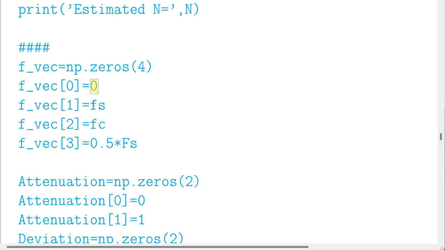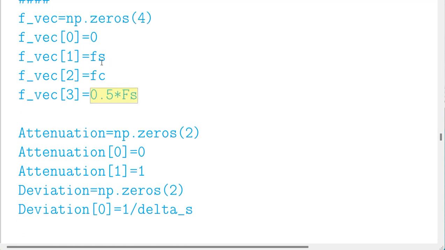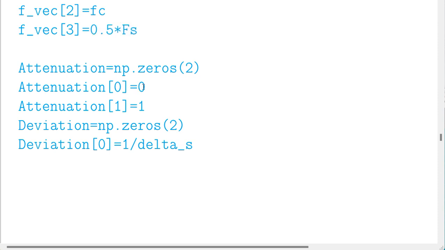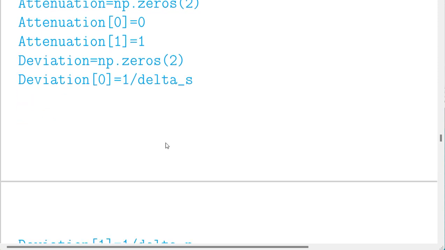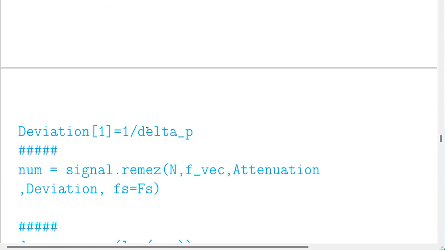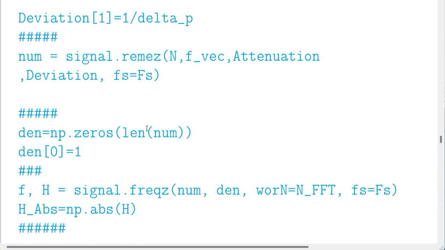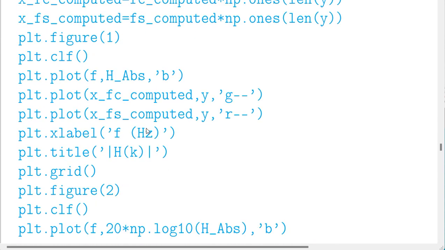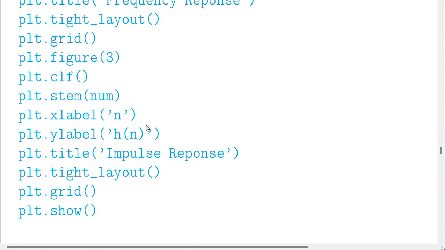Here you see 0, fs, fc. The fourth parameter is the same as low pass. But the second and third parameters differ from low pass. And of course, attenuation 0, 1, and deviation, the first deviation 1 over delta s because the stop band is in lower frequencies, and then the pass band. Okay. But I will run the program for the band pass filter.